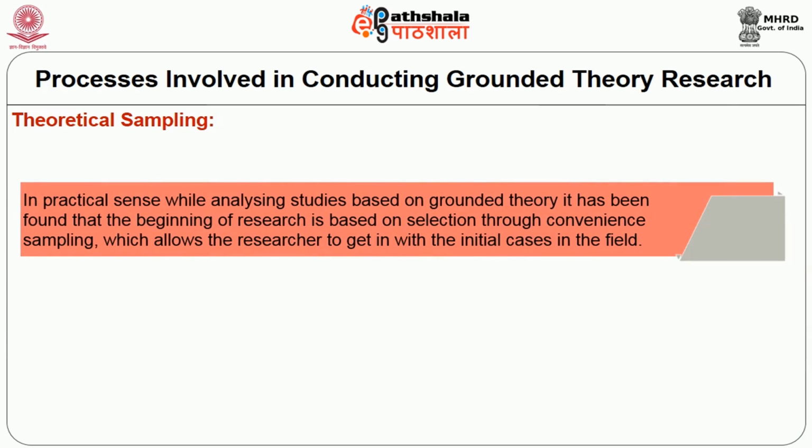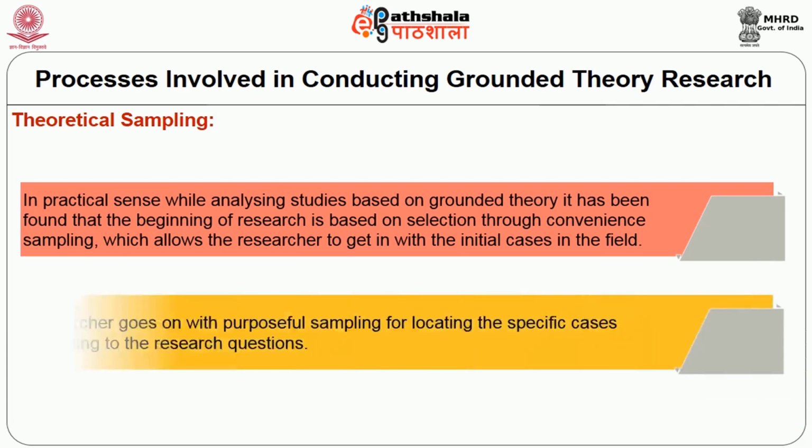In practical sense, while analyzing studies based on grounded theory, it has been found that the beginning of research is based on selection through convenience sampling, which allows the researcher to get in with the initial cases in the field. Then the researcher goes on with purposeful sampling for locating the specific cases pertaining to the research questions.